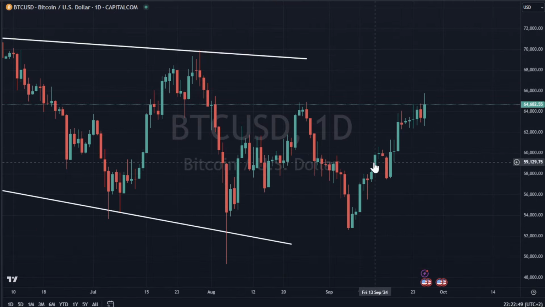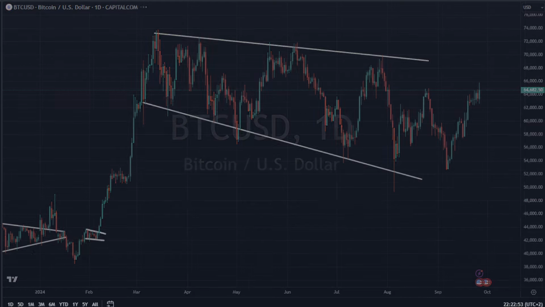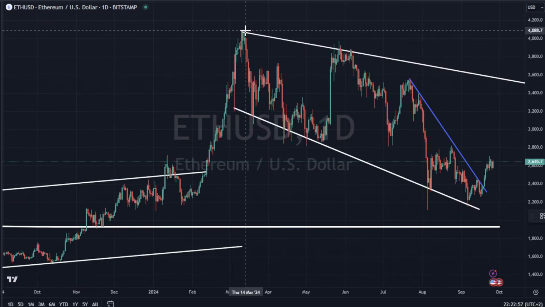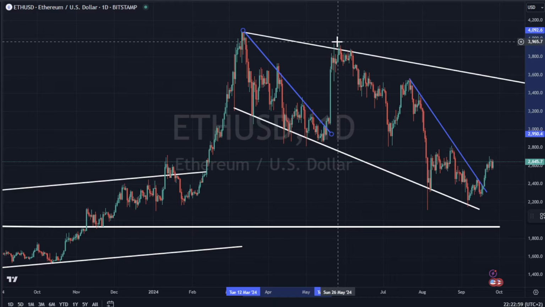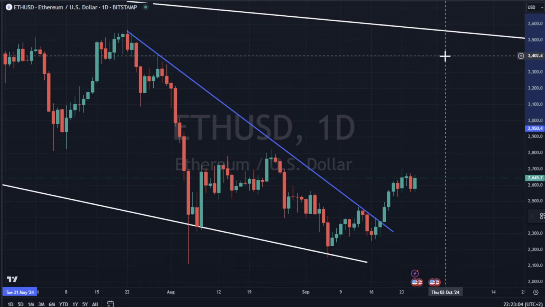BTC, Bitcoin up 1.9%, still in the pattern, still looks bullish. And then Ethereum up 2.5%, still looks bullish here too. We squeezed there, breakout, squeezed, breakout. So squeezing up and still breaking out. And it looks good at this current time.